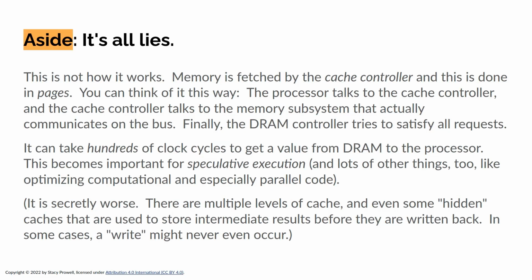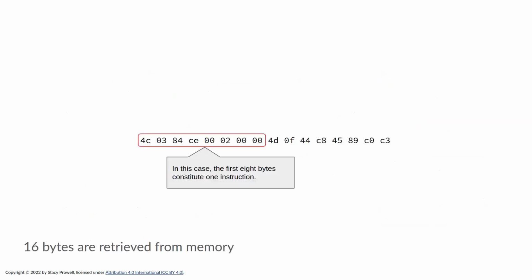The processor talks to the cache controller. The cache controller talks to a memory subsystem, communicates on a bus. The DRAM controller is then responsible for trying to satisfy all the requests that it's getting. It'll take a lot of clock cycles to do it. And because it takes so long, the processor is trying to cheat. It tries to say, I don't know what these 8 bytes do, but I bet the next instruction starts right here. And it might not.